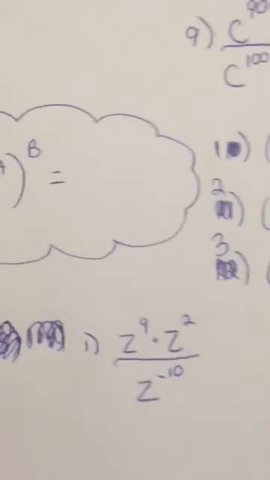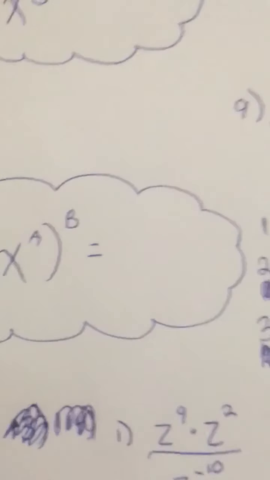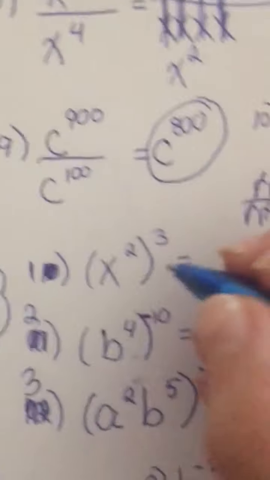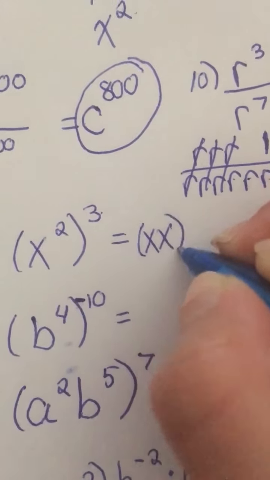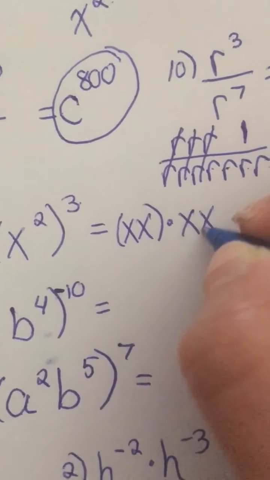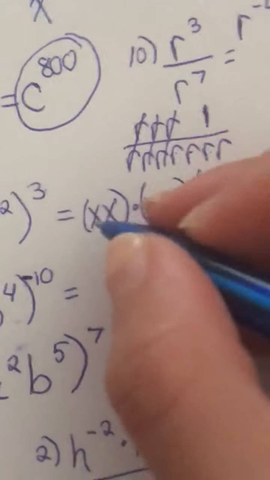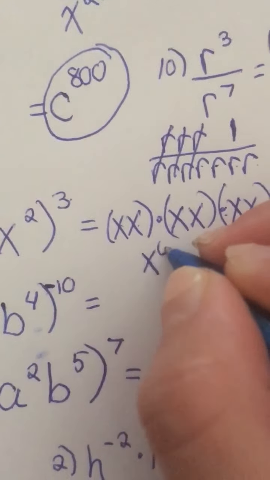All right, now we have power to a power property. So x to the a to the b. Again, we're going to do the first one by writing it out, and then we will use our rule. So x squared to the 3rd basically means x times itself 3 times. And then we'll count how many we have overall. So we have 1, 2, 3, 4, 5, 6 x's, which gives us x to the 6th.